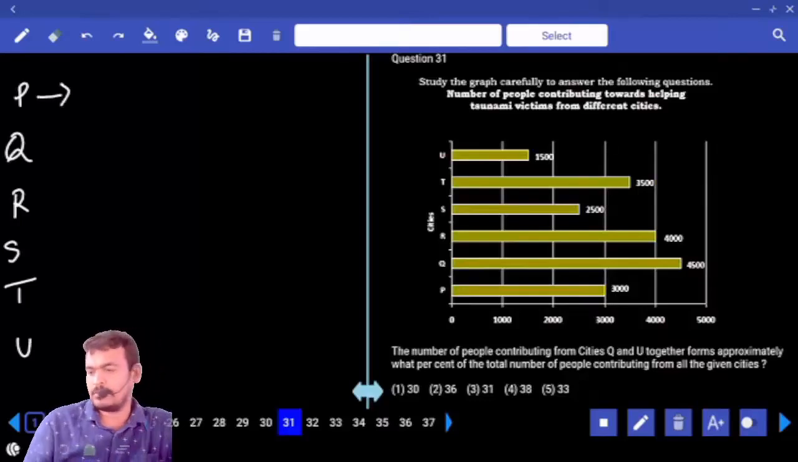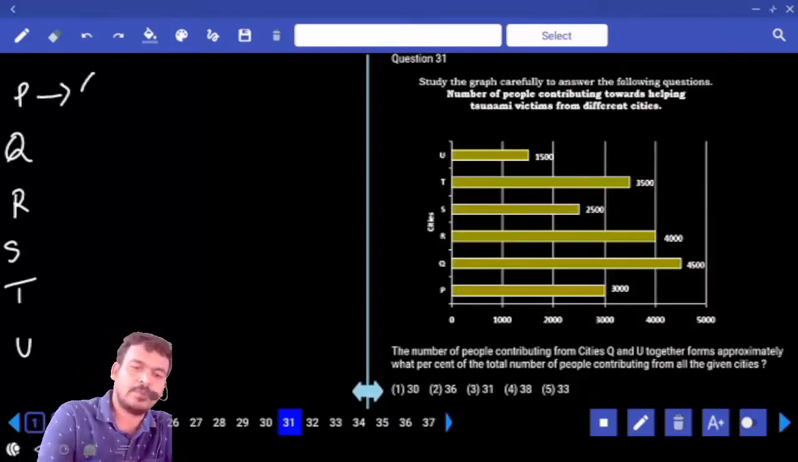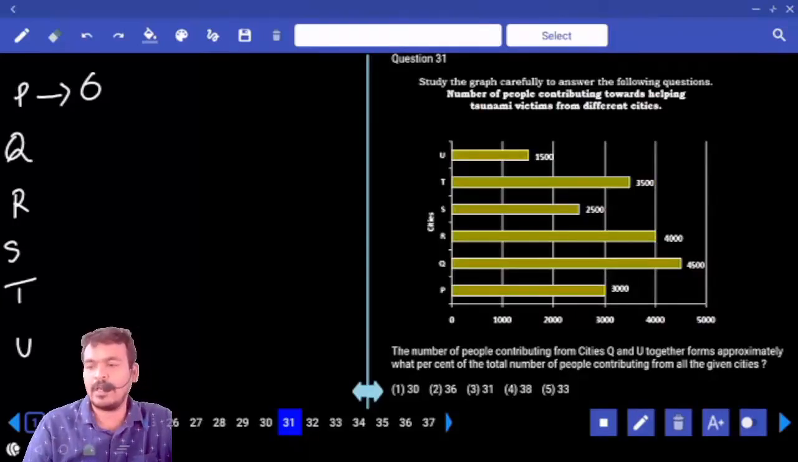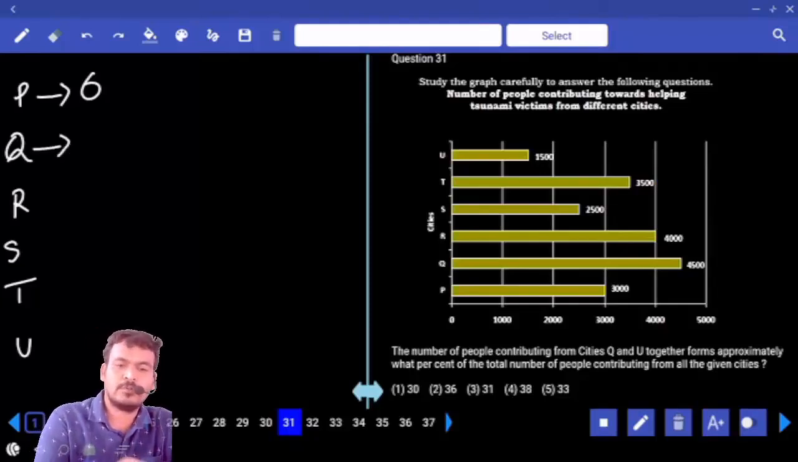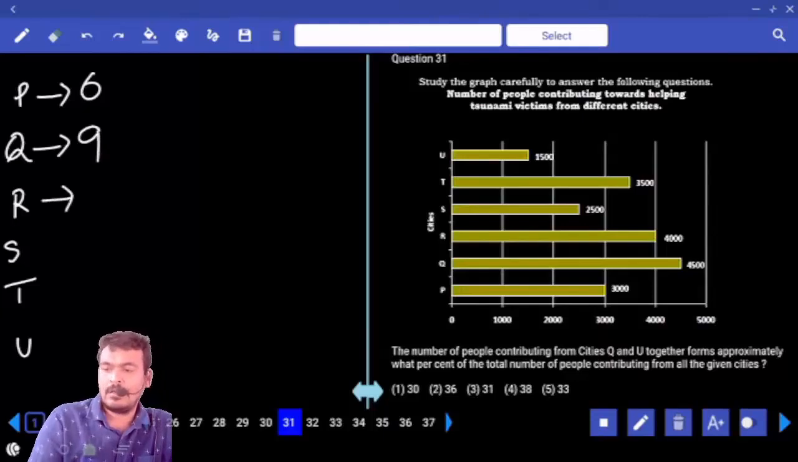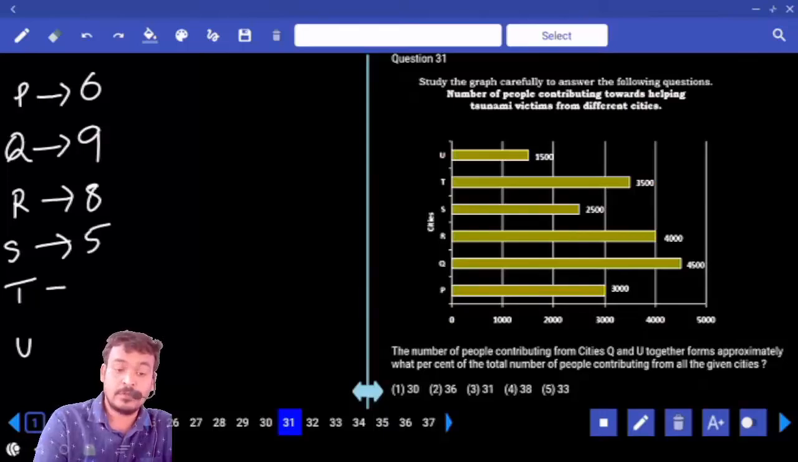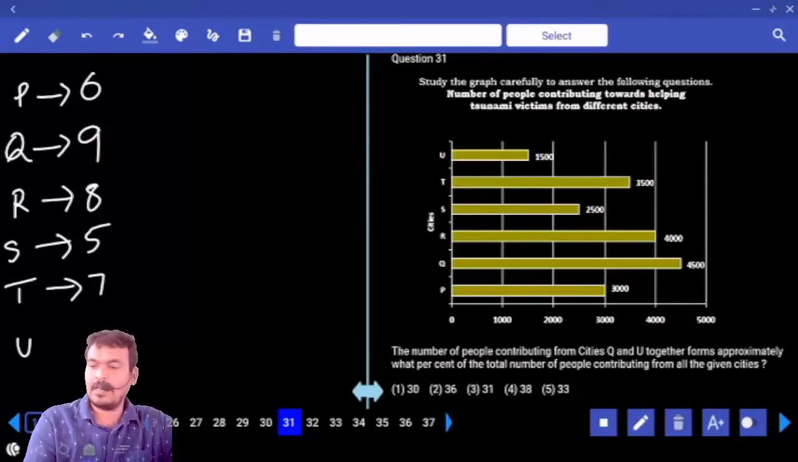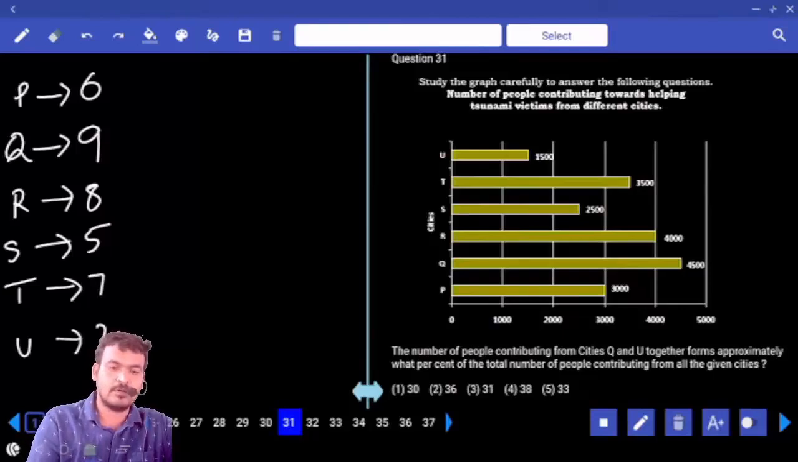P value is how much? 3000. Means how many parts? 6 parts. All are in 500 multiples. How many times? 6 times. Q value 9 times, R 8 times, S 5 times, T 7 times. Next one, U, 3 times.